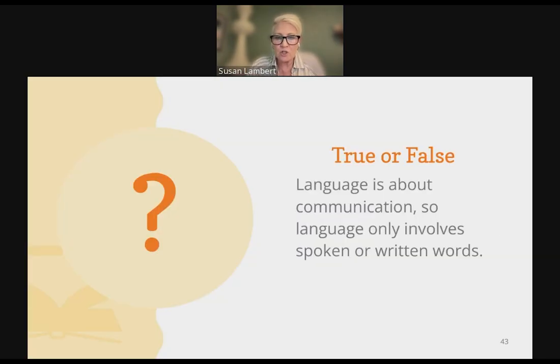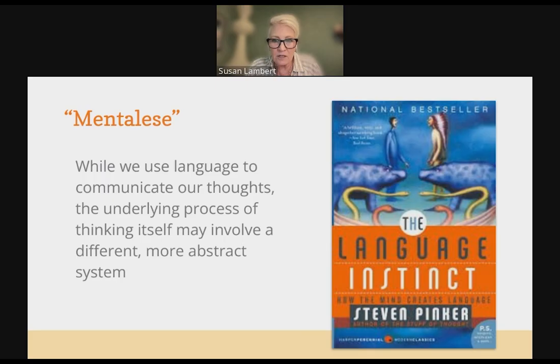Okay. True or false? In the chat, write T or F. Language is all about communication, so language only involves spoken or written words. I love it. Lots of falses. False, false, false, false, false. Thank you for that, because it actually is false.